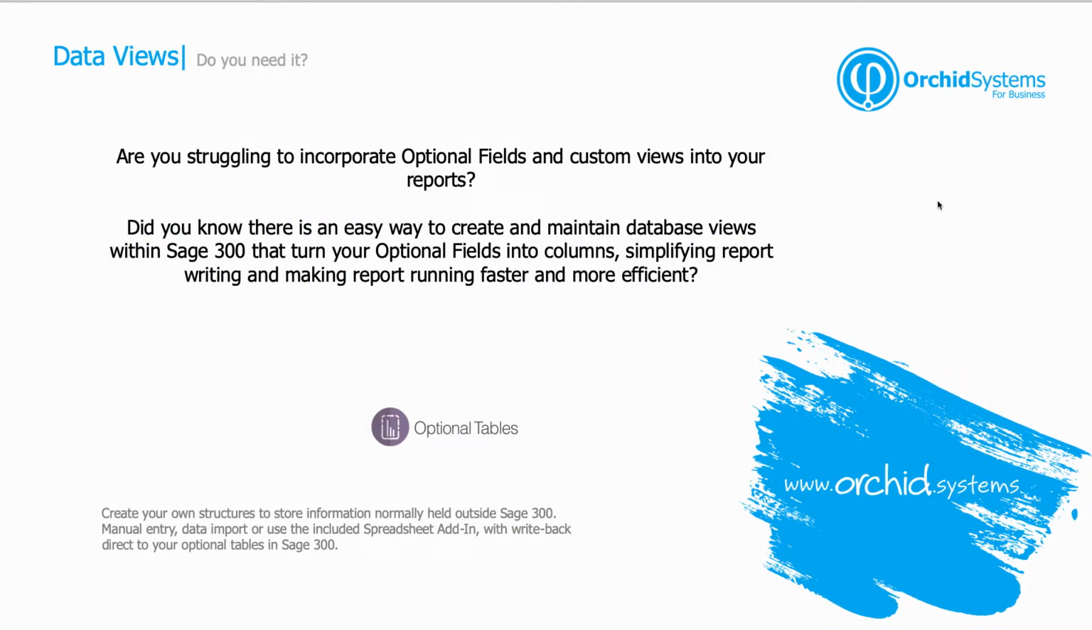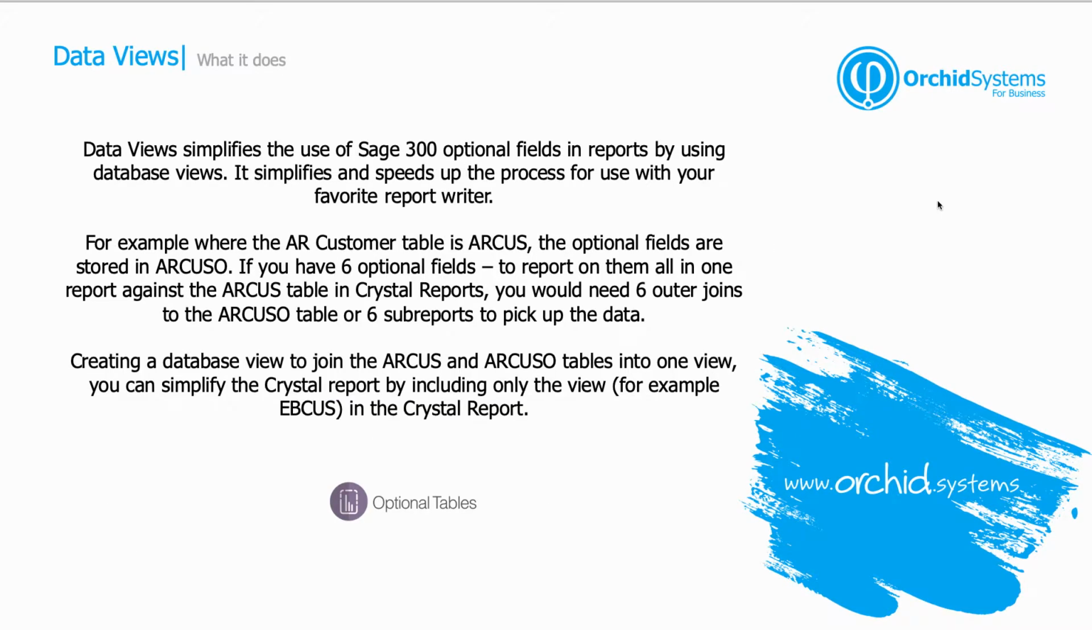Data Views. Are you struggling to incorporate optional fields and custom views into your reports? Did you know that there is an easy way to create and maintain database views within Sage 300 that turn your optional fields into columns, simplifying report writing and making report running faster and more efficient? Data Views simplifies the use of Sage 300 optional fields in reports by using database views. It simplifies and speeds up the process for use with your favorite report writer.